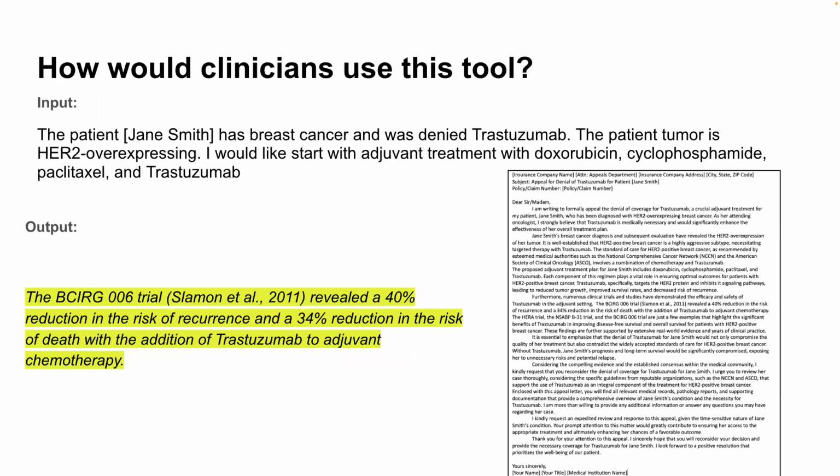So how would clinicians use a tool like this? Well, they would just input a clinical description of the case, like you see above, Jane Smith, a patient with breast cancer who was denied trastuzumab. The output would be the letter you see on the right-hand side, which is quite long, but I just wanted to highlight one particular sentence, which cites a study done in 2011 that is relevant to this case. And this was not hallucinated. This is a real study that took place and actually supports the fact that the drug is indicated.